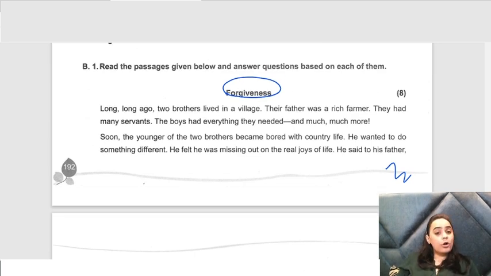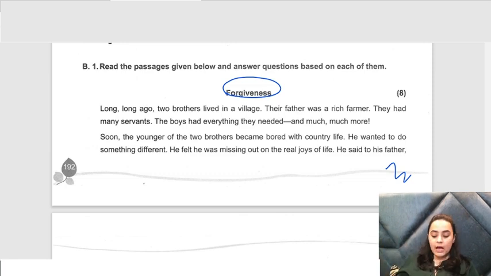So long ago, 2 brothers lived in a village. Their father was a rich farmer. They had many servants. The boys had everything they needed and much more. So there were 2 boys who lived in a village. Their father was very rich. He was a farmer. They had many servants and they had everything that they needed.